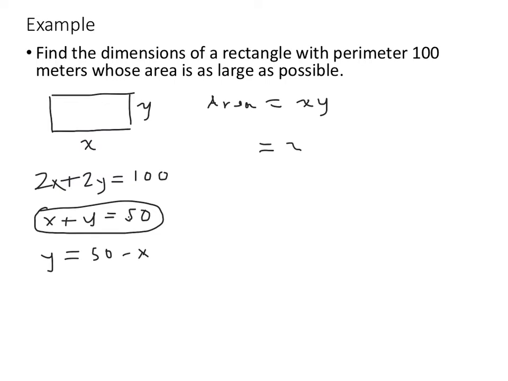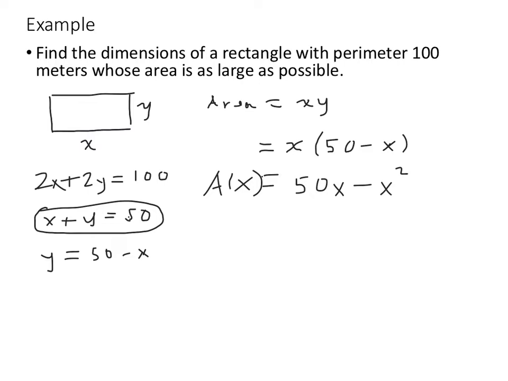And therefore we can make this substitution. We can replace y by 50 minus x. And we can go even further with this and write this as 50x minus x squared. And now we have ourselves a function which we'll call A of x, expressed in terms of one variable, that tells us the thing that we want to maximize.